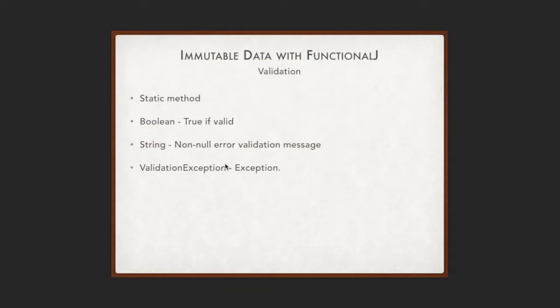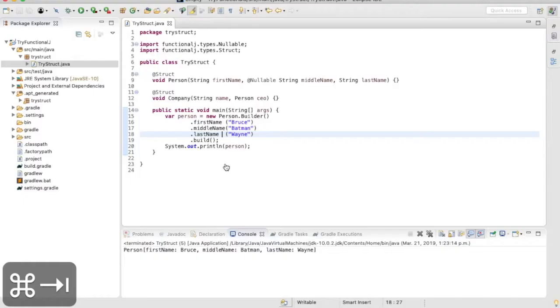So validation. In object-oriented programming, you can check the validation of the object in the constructor or in the setter of the fields that you want. But because this is done automatically with struct, we provide the way for you to validate the value of the object. So how is that done?